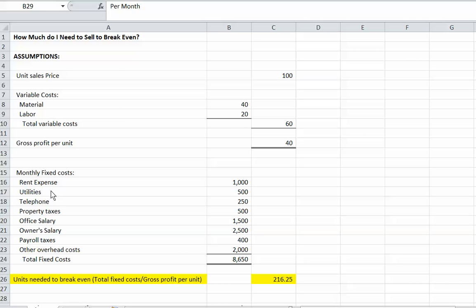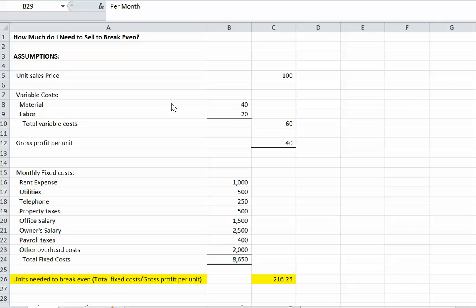So how do I calculate how much sales I need? Well, the first thing is understanding that there's two types of cost in any business. What's called a fixed cost. In other words, costs like rent expense, utilities, telephone, property taxes, office salaries, the owner's salary, payroll taxes on those salaries, and all the other overhead costs and little stuff that comes in during the month. That's going to come in every month, whether I have a sale, 1,000 sales, 100 sales, or no sales. All right. And then I need to know what my variable costs are.